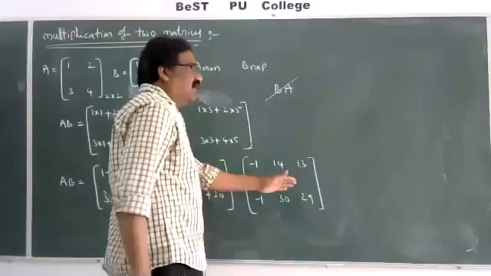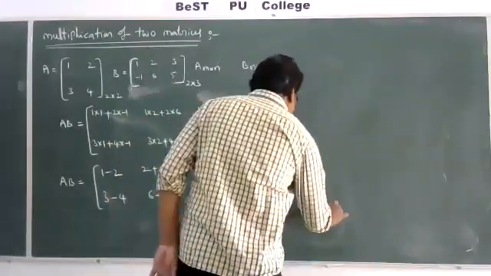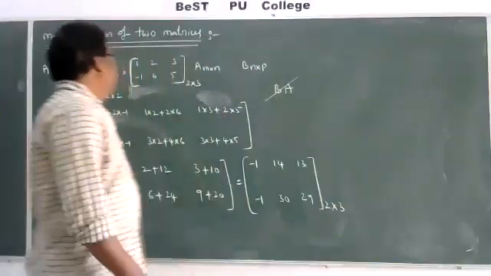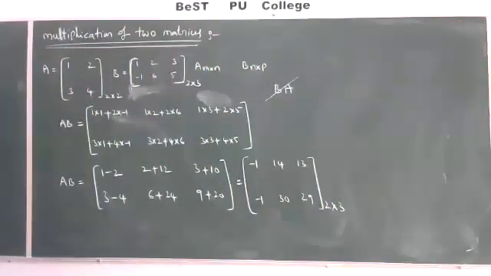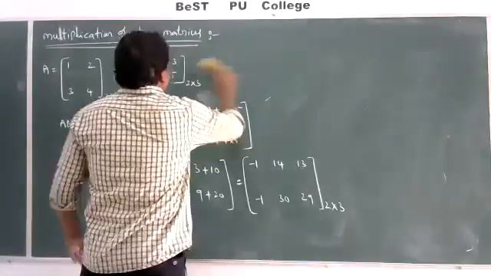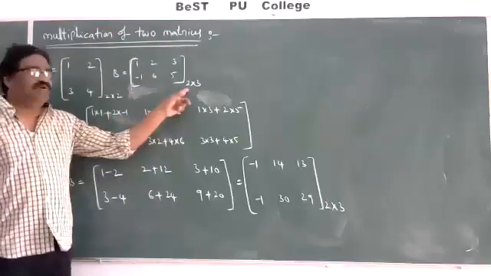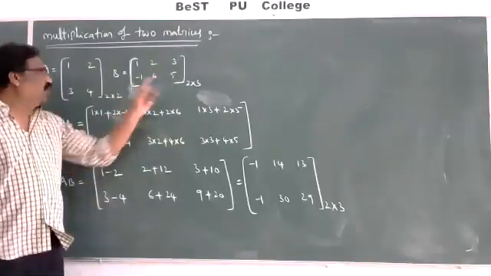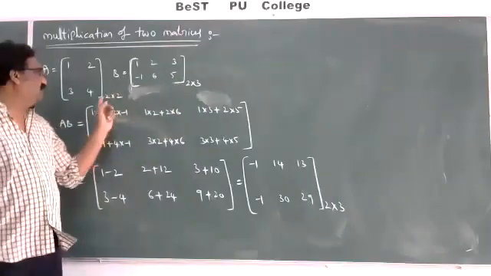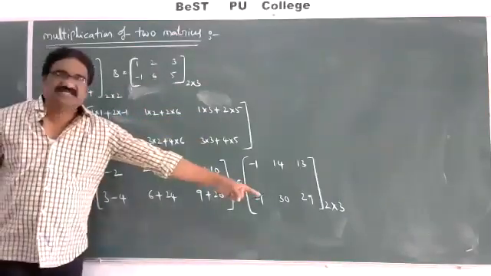What is the order of this matrix? It is 2 by 3. Here, the number of columns of A is equal to the number of rows of B. The 2 and 2 cancel. Then you get a 2 by 3 matrix.